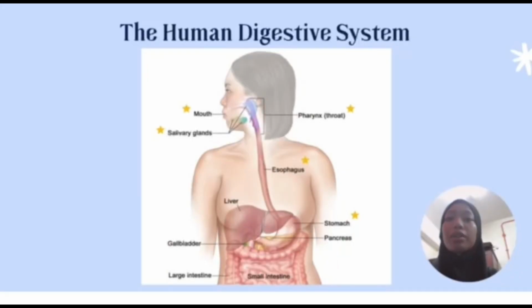Hi, so today I am going to present the human digestive system and I will highlight 5 parts only, which is the mouth, salivary glands, pharynx, esophagus and also stomach. So the first one is mouth. Mouth is to chew food and mix it with saliva.